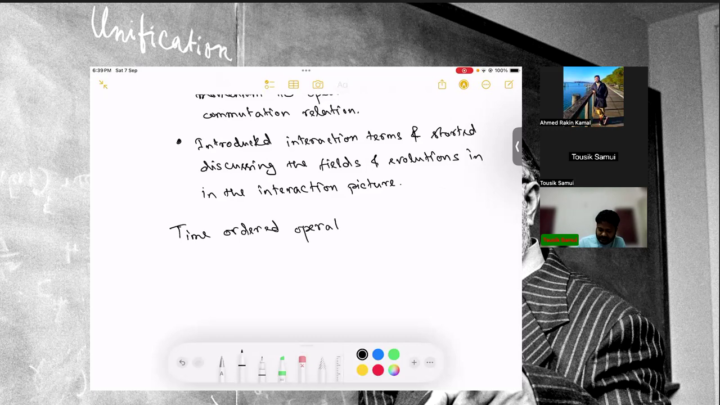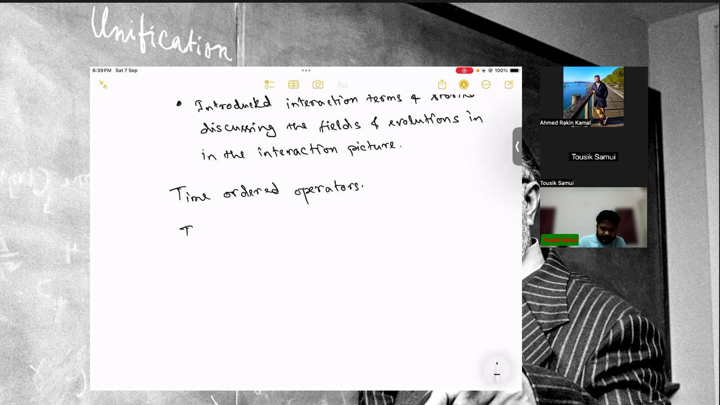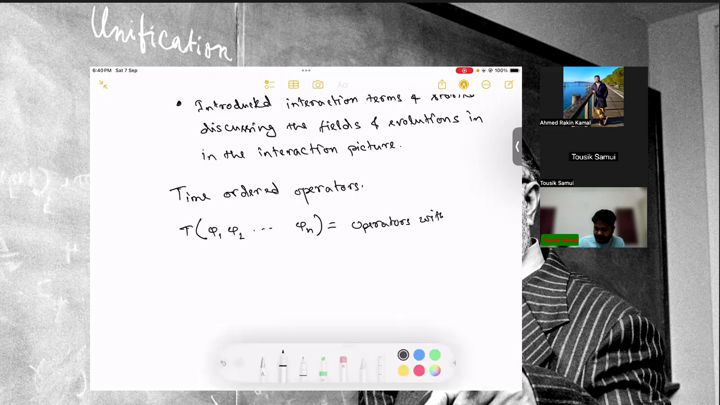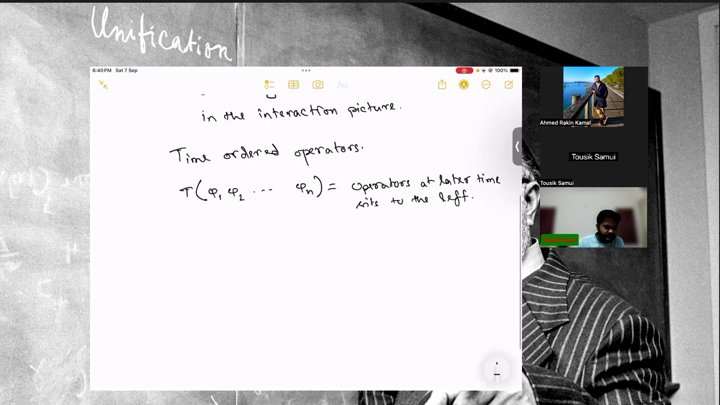By time ordering, we mean if we have fields phi 1, phi 2, and then phi n, it basically says that operators at later time sit to the left. So that's the time ordering that we define.